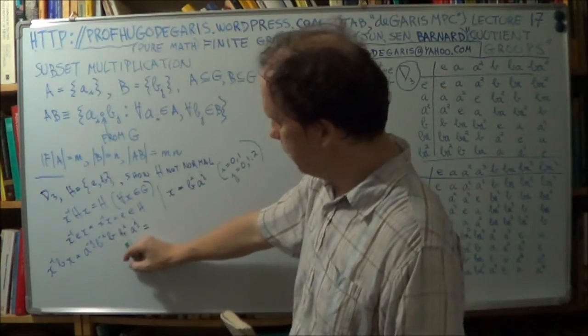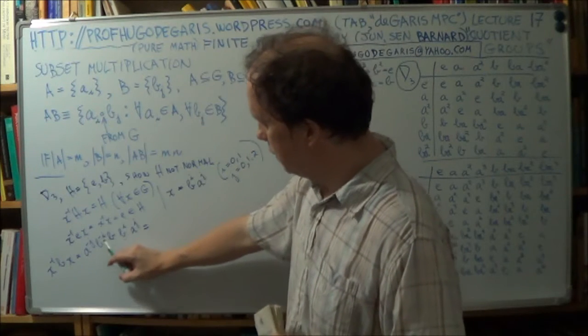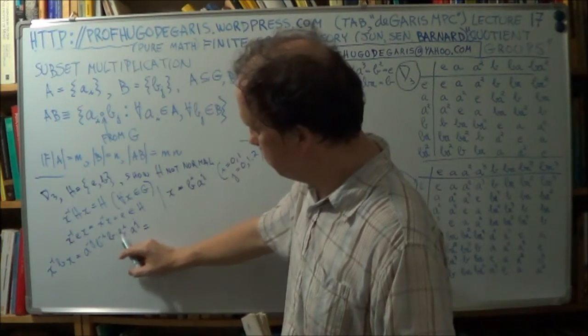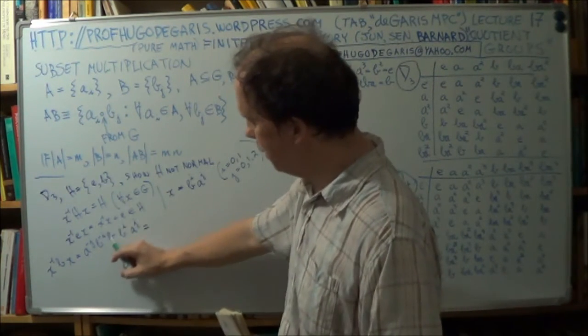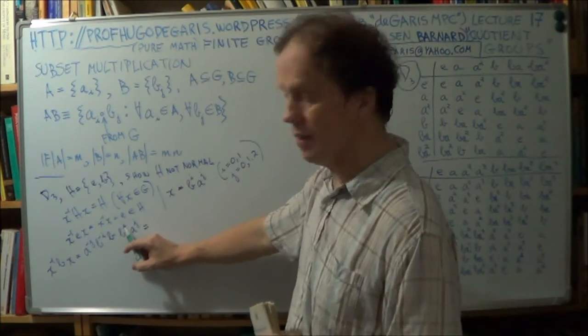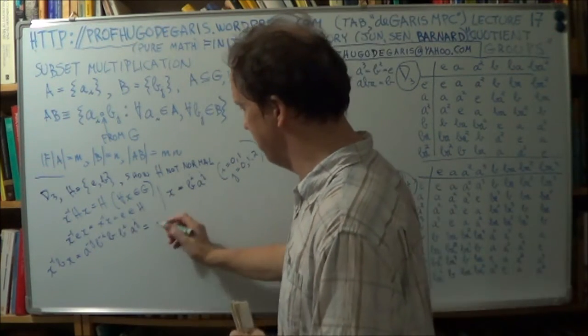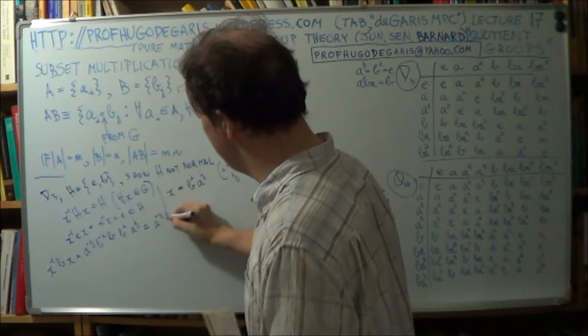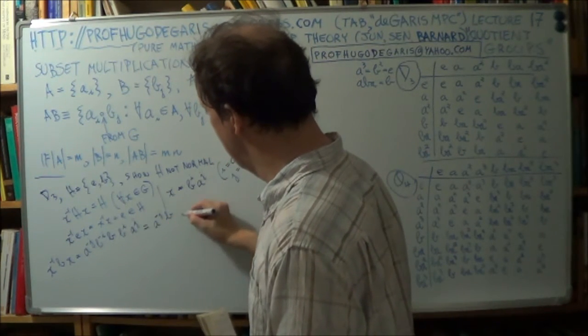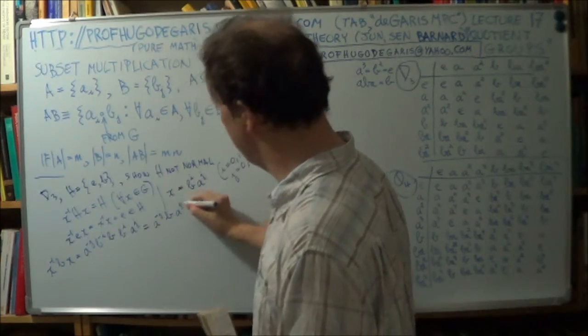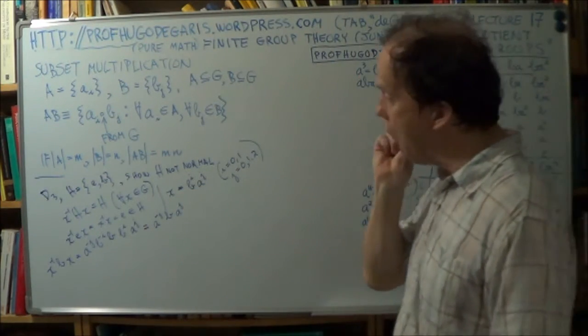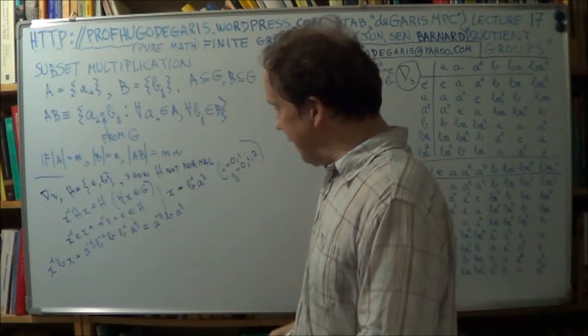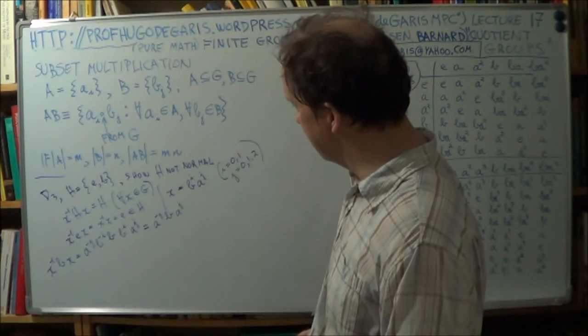Now, these are all powers of B, right? So I'll just get B to the power minus I plus 1 plus I. The I's cancel, and I'll just be left with B. Okay, so this is A to the minus J, B, A to the J. All right? Make sense? All right.